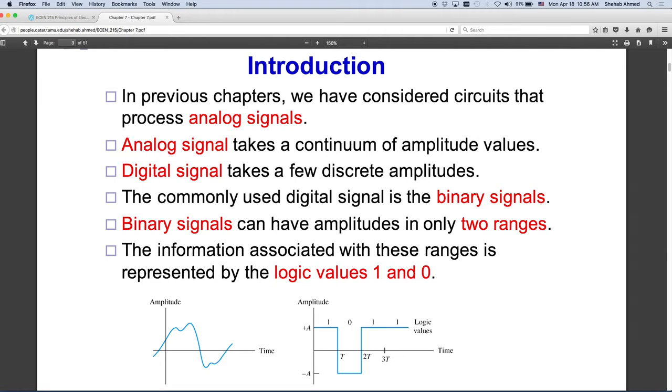Binary can also refer to the fact that it has two levels. Digital can be more general because we can represent digital signals using several number formats, but at the end of the day, the number formats will only be using binary signals. Binary meaning ones and zeros.